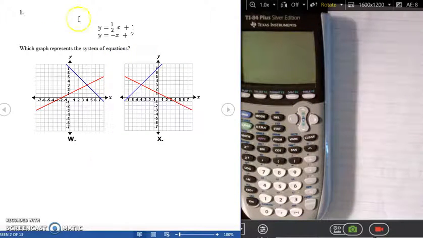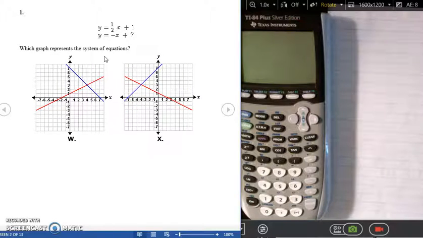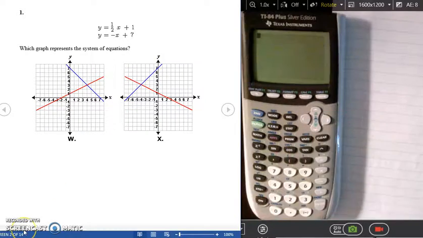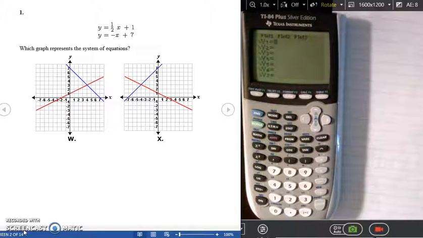This question gives me two equations, and it wants to know which one of these four choices it represents. So my first step is going to be to go to y equals, so I'm going to press the y equals button to solve this equation. My cursor's blinking here at y1, and that's where I'm going to enter my first equation.